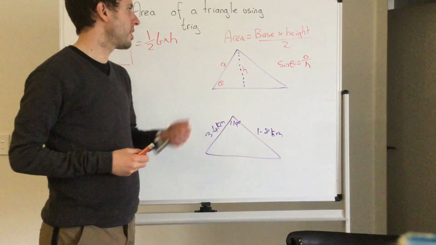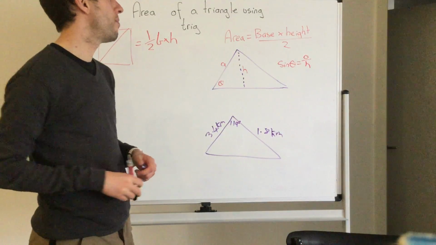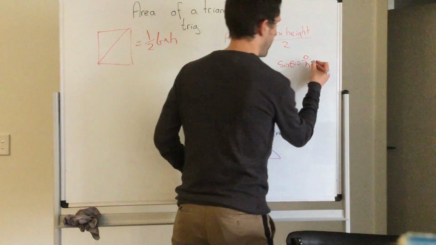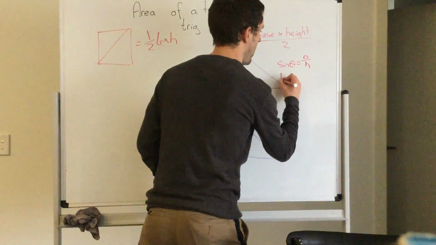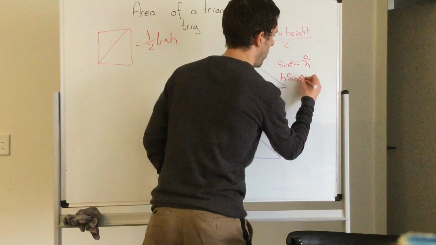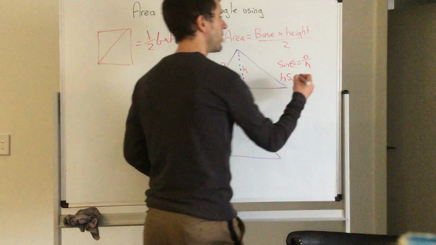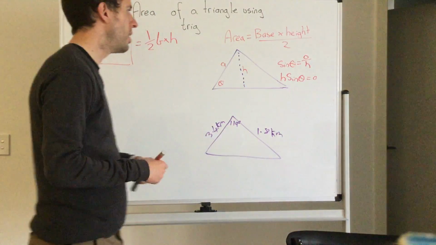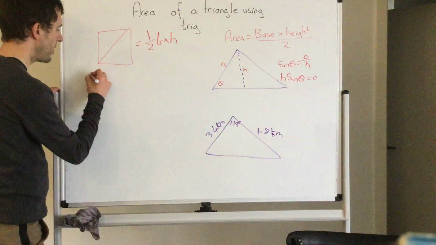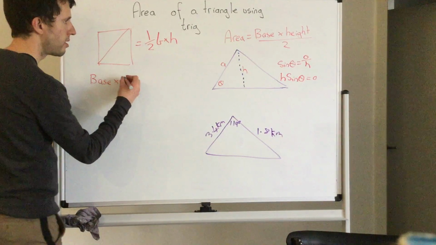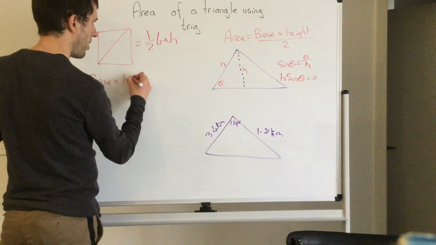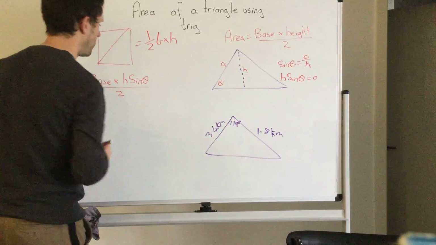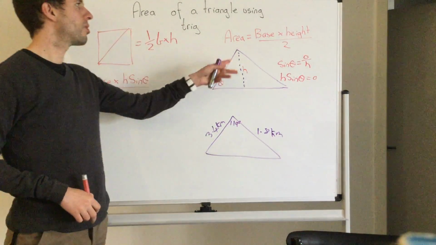So the next thing that I'm going to do, I want to get the opposite by itself. To get the opposite by itself, I times both sides by h, and it becomes h sine alpha equals opposite. So I can use this formula for the opposite or the height, and I can change my formula now to base times h sine alpha divided by 2. And this is how we are using our trig to get the area.